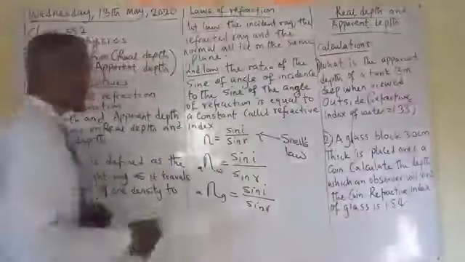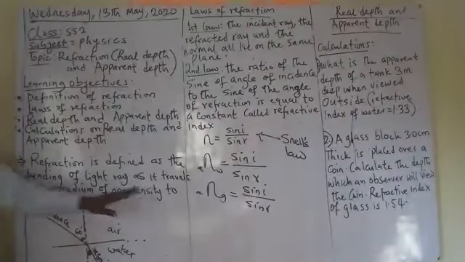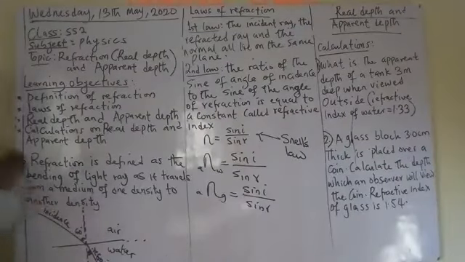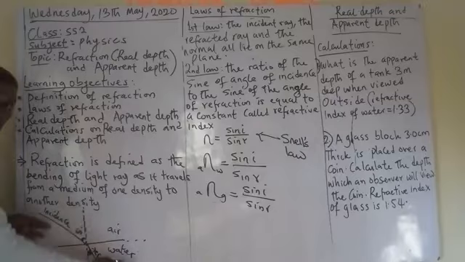Now, what is refraction? Refraction is defined as the bending of a light ray as it travels from a medium of one density to another density. So that means refraction always occurs when a light ray travels from one medium to another medium. Let's say, for example, you have light traveling from air to water. The light ray tends to bend as a result of refraction. If you look at the diagram on the board, you have light traveling from air to water.